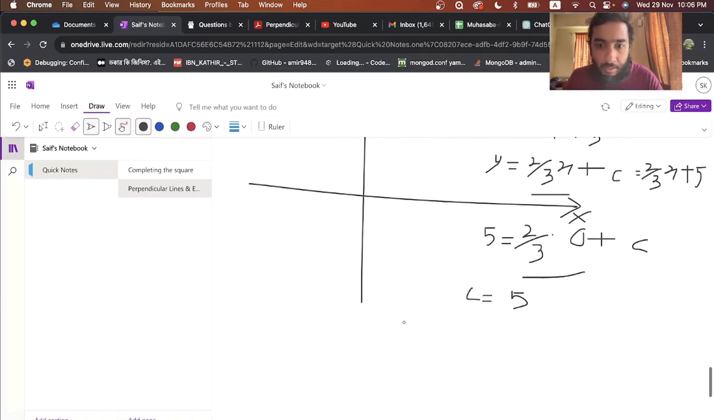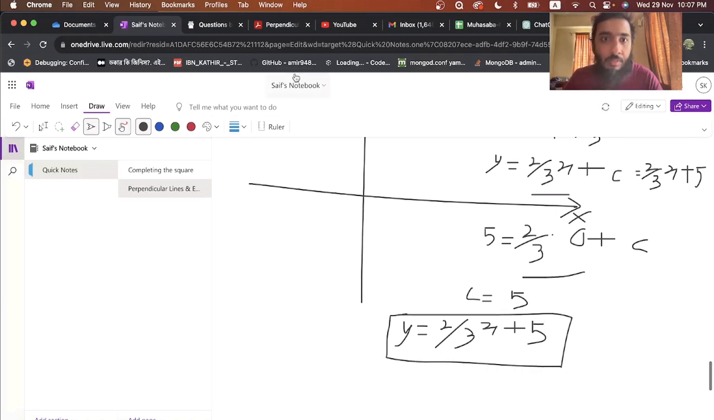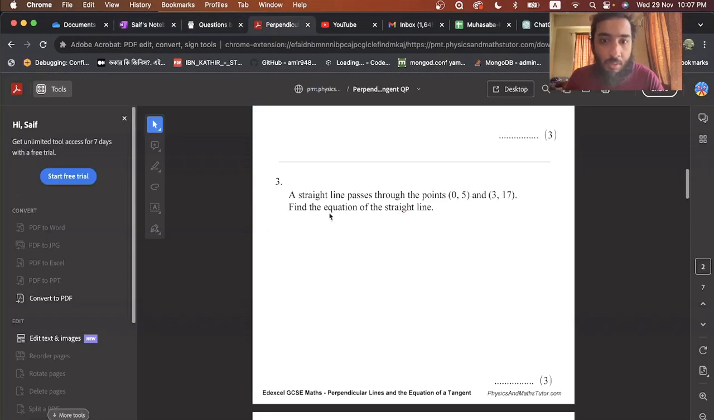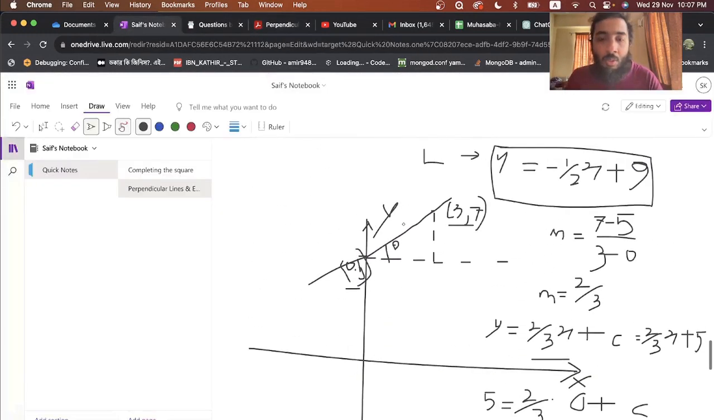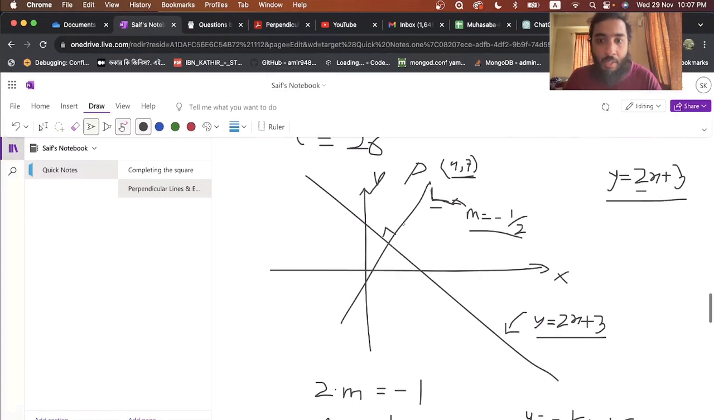So the equation is y equals 2 by 3 x plus 5. So this is the equation of the straight line. I hope you understand how I went through this.